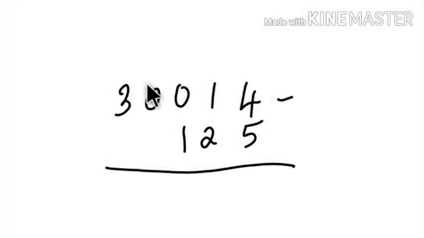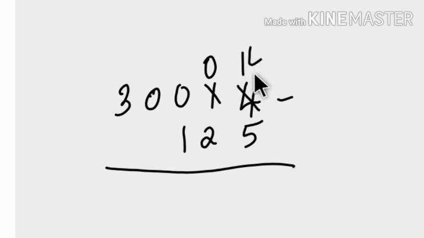Now let's subtract these two numbers. 30,014 minus 125. We can't subtract 5 from 4. So let's borrow 1 from nearby digit. If you take 1 from here, it becomes 0. And this 4 becomes 14. Now 14 minus 5 is 9.